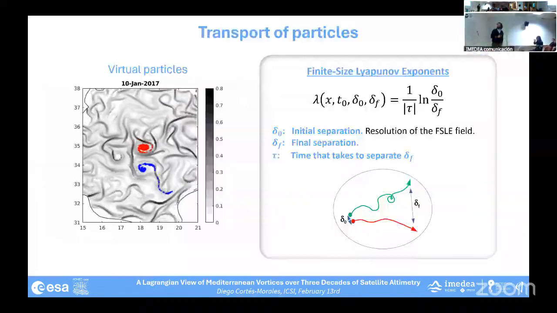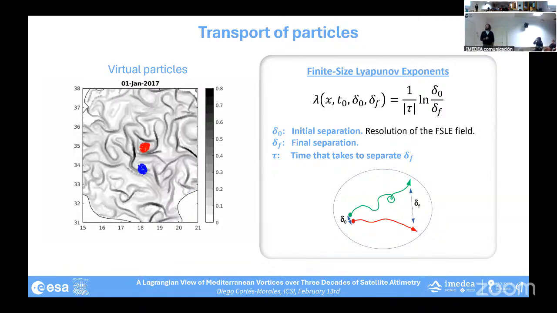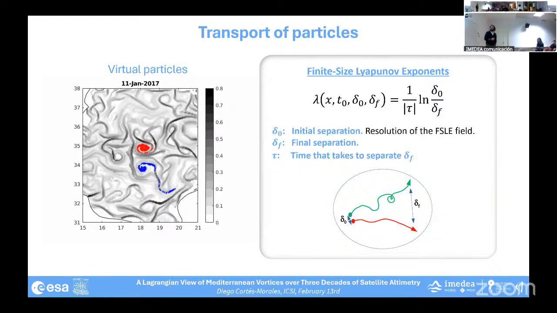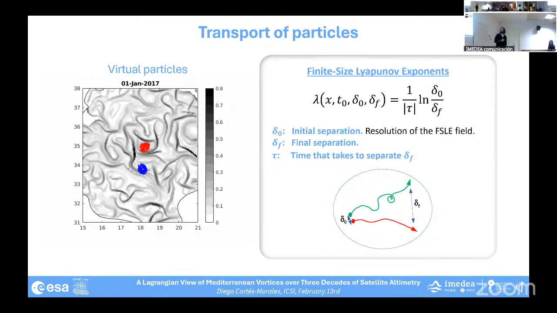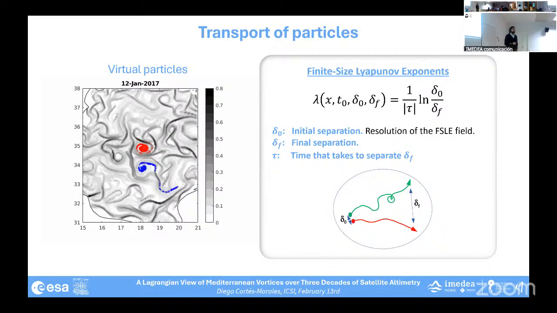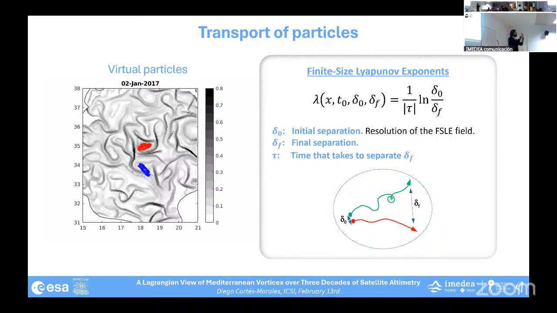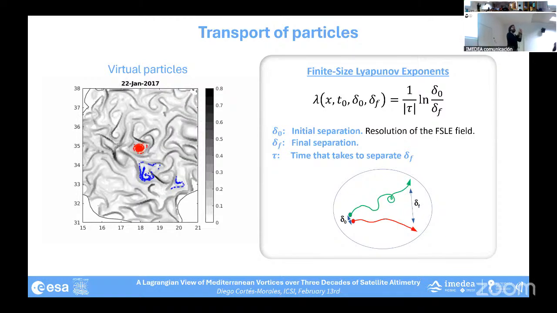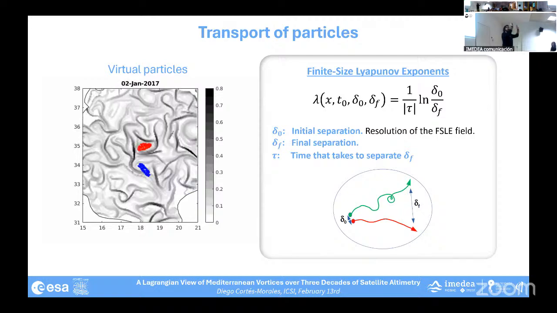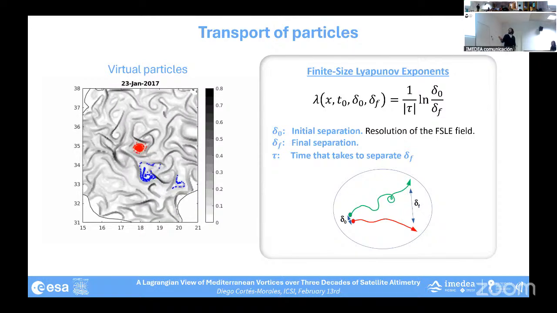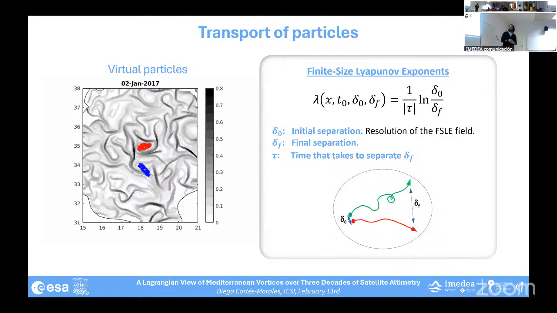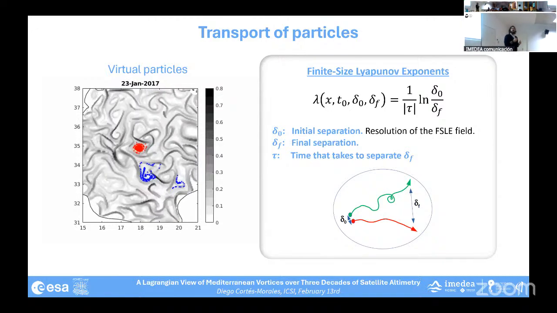One example is the finite size Lyapunov exponents. Yeah, it's a very long name, but you can imagine that this Lyapunov exponent simply measures the time it takes two particles initially separated at distance delta zero to reach a separation of delta f. But what does this indicate?